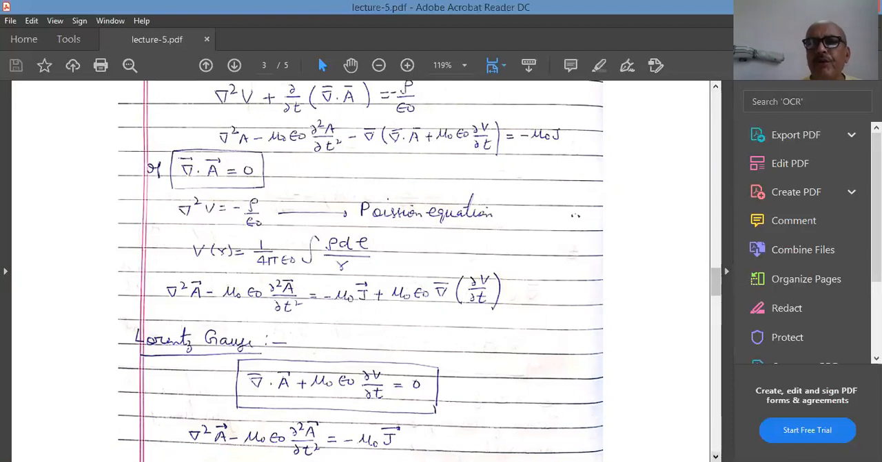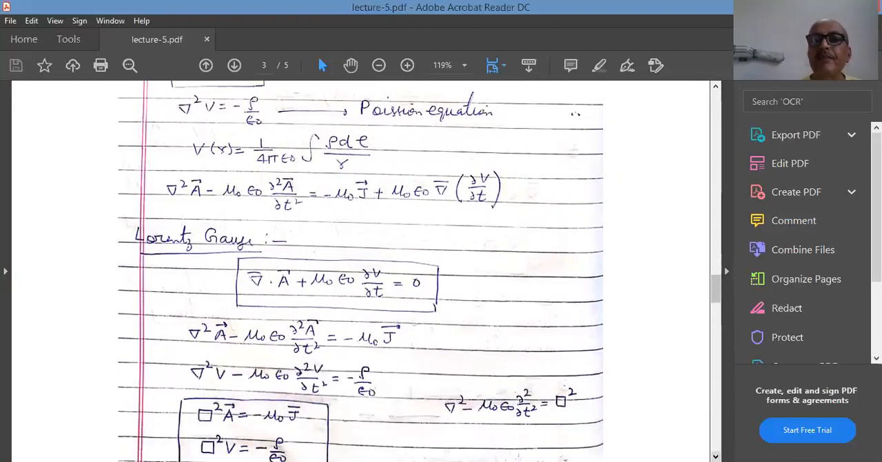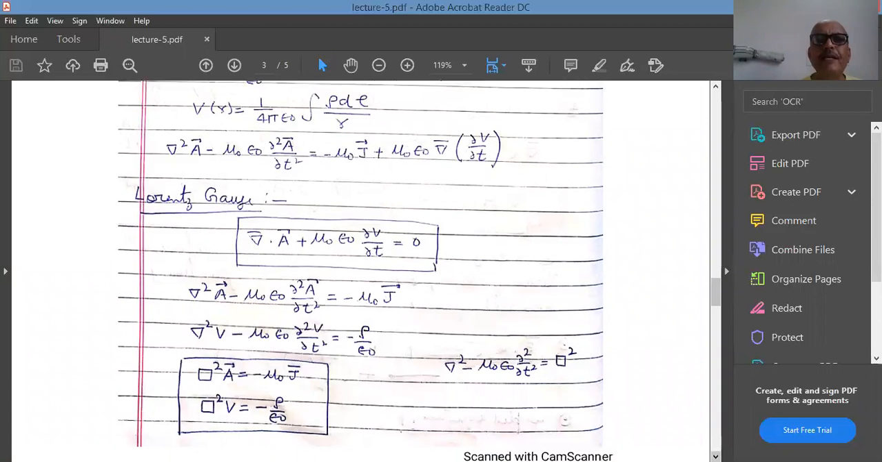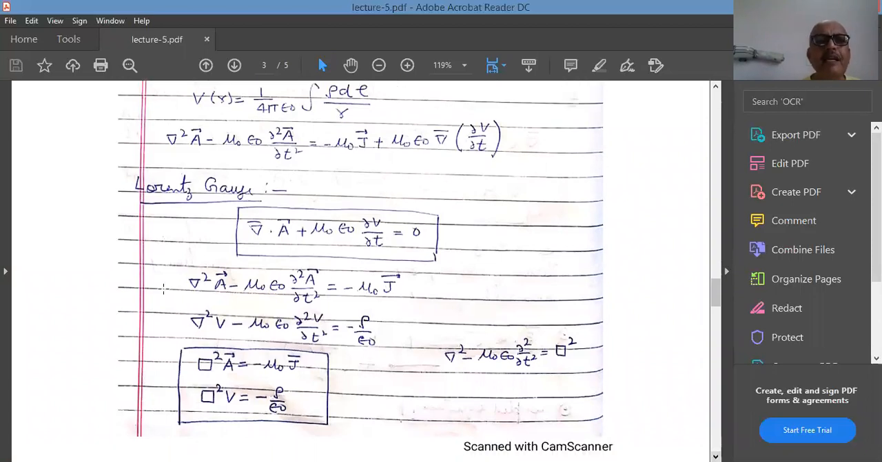If we substitute it there, you will see that this equation also appears in the same form as the above. So del square B minus mu naught epsilon naught del square B over del T square is minus rho upon epsilon 0. If you look at these two equations, basically these are four equations. We can write down three components of equation number 1 and only one for the second one, because the second one is a scalar quantity.